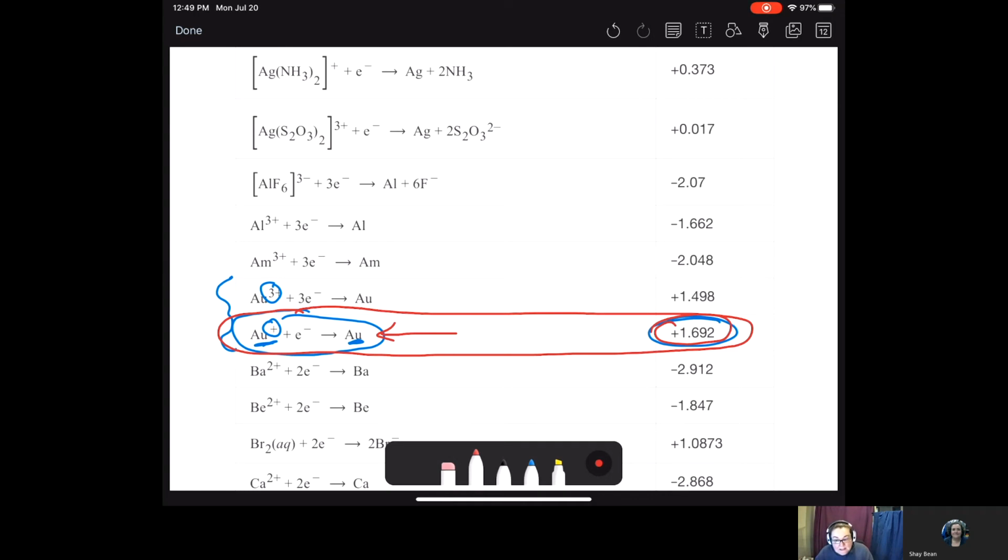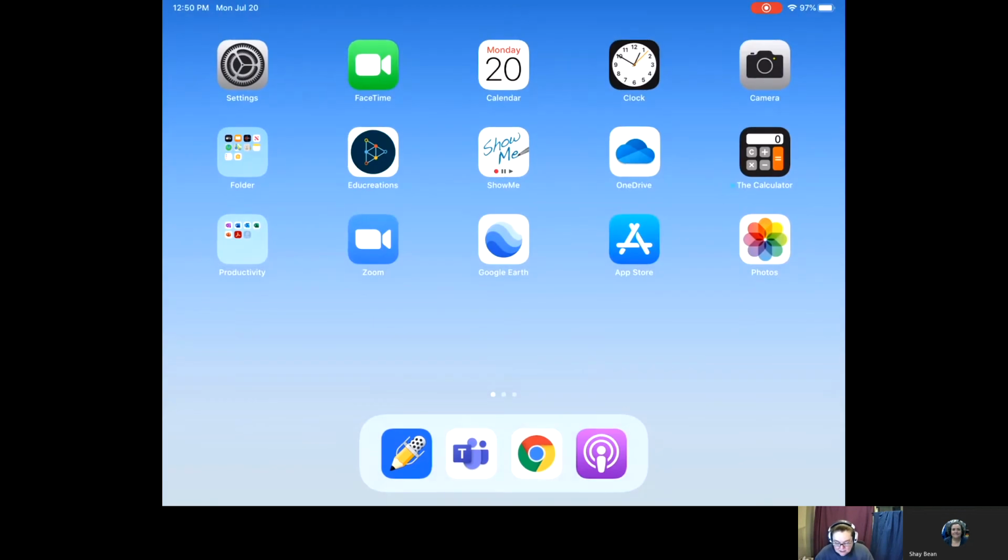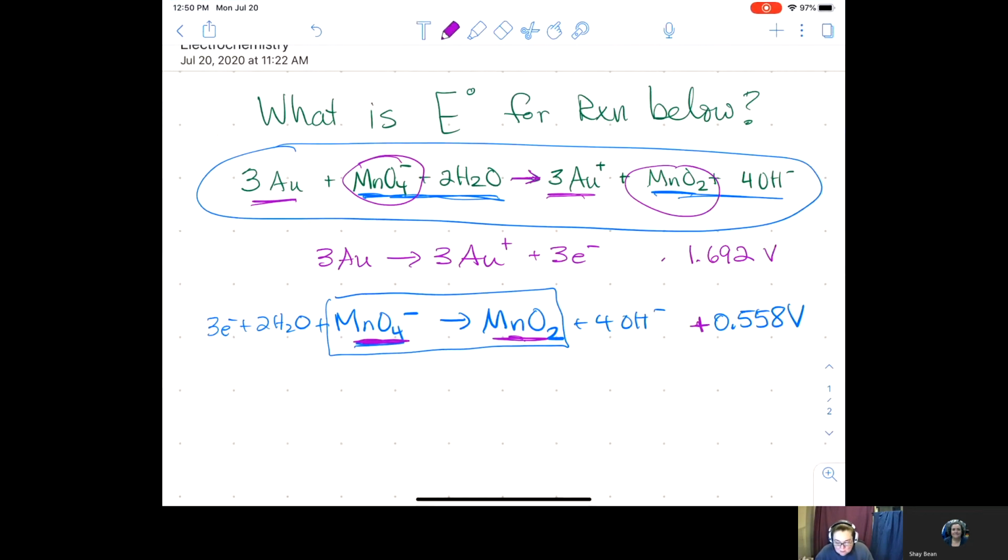One of them has to be listed backwards and the other has to be listed forward. If you end up with two listed forward, you've made a mistake. That's how I knew I'd made a mistake. If you end up with both of them listed backwards, you've made a mistake. Again, one of them has to be forward and one of them has to be backwards. So you will be changing the sign on one of them and then you add them together. And so if I take my calculator, watch your sign, I'm adding them together. 1.692 plus positive 0.558, and my total voltage is 2.25. Third decimal place, I should tack on a 0 there, volts.